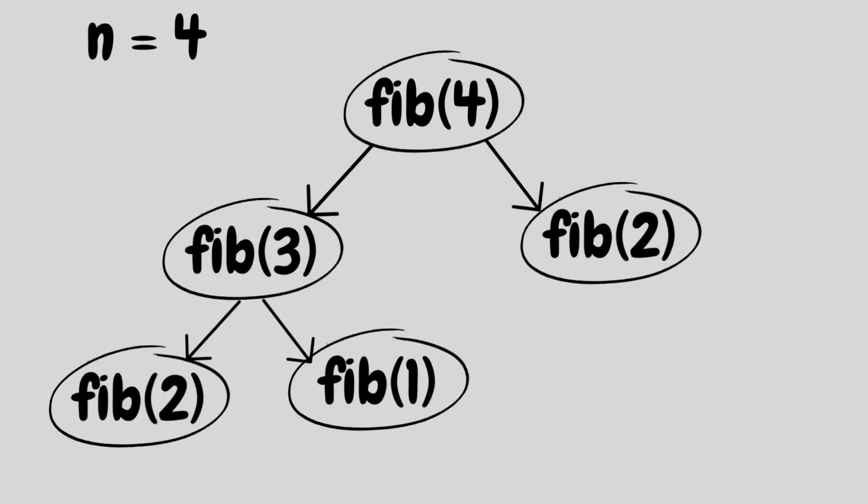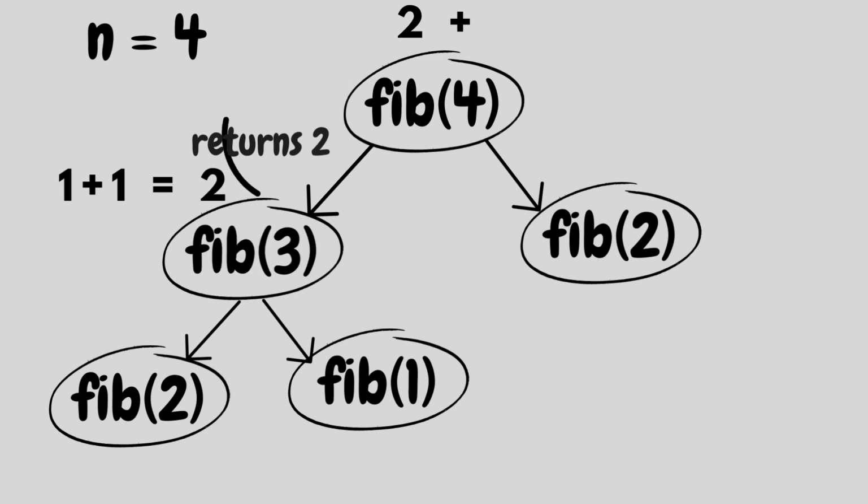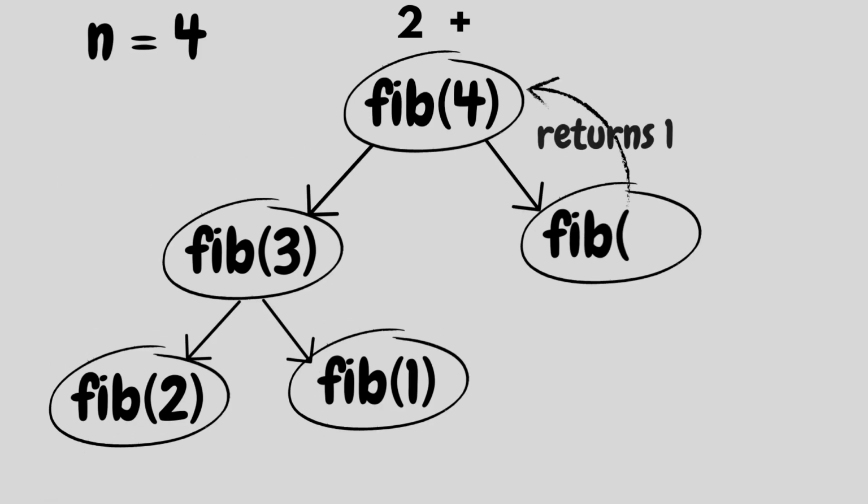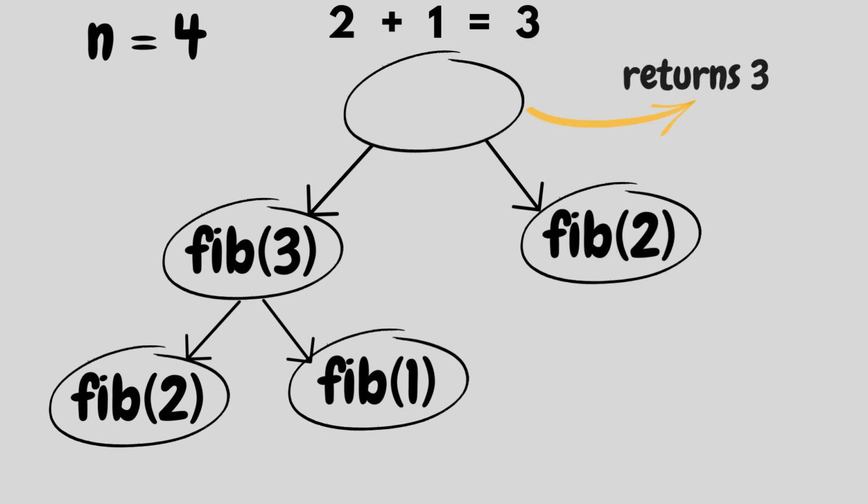Now 2 is passed into function fib. Here base condition is satisfied, so it returns 1. Now 1 is passed into function fib. Again, here base condition is satisfied, so it returns 1. Fib of 3 from fib of 4 returns 1 plus 1, which is 2. Now 2 from fib of 4 is passed into function fib. Here base condition is satisfied, so it returns 1. Finally, function fib of 4 returns 2 plus 1, which is 3. So, the fourth value in the Fibonacci series is 3.